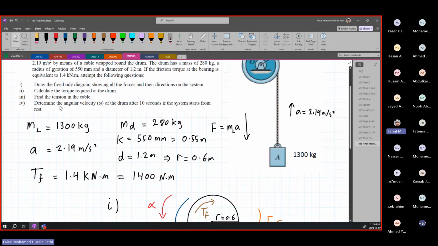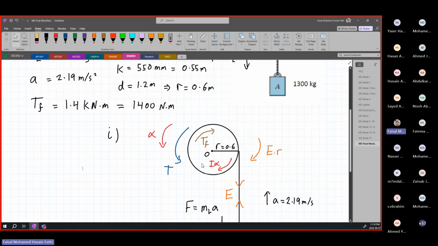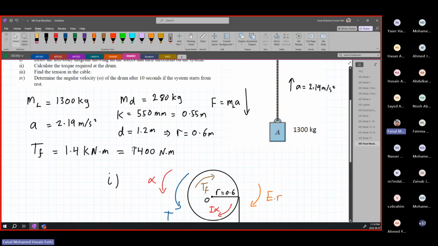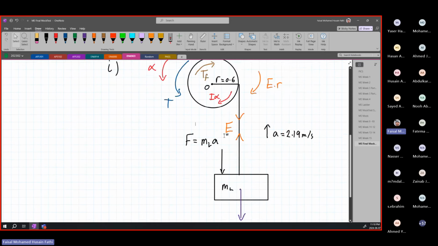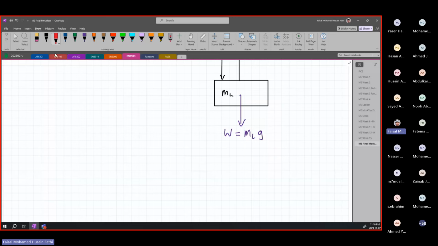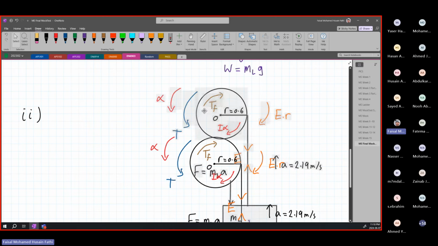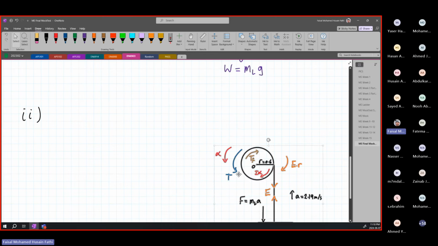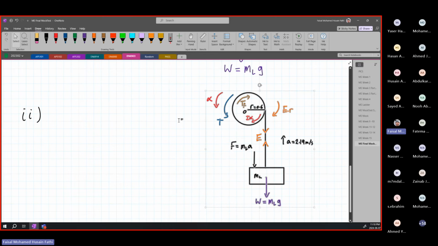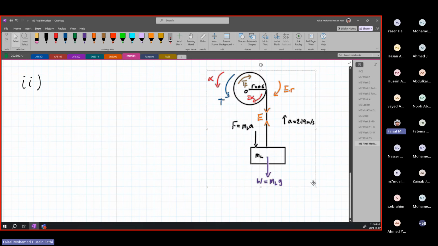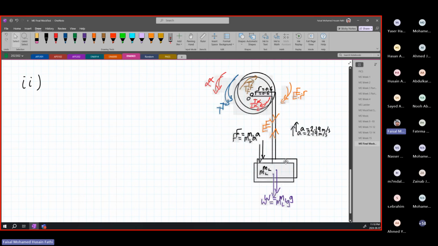So let's look at part B. They want us to calculate the torque required, which is this torque T, the blue torque required at the drum. How are we going to do this? Before we even move on to the torque, let's look at the values that we have and the values that we don't have in this drawing, or this free body diagram.